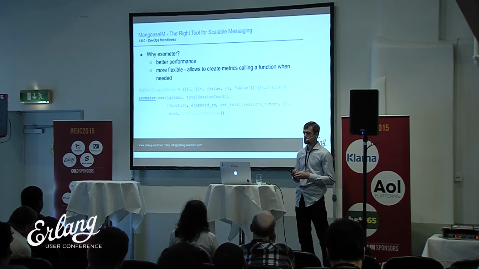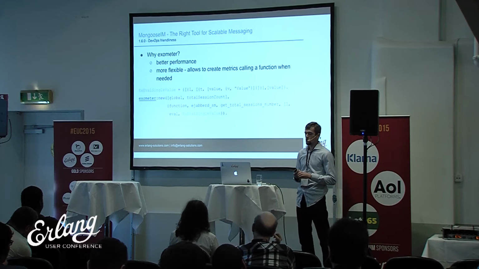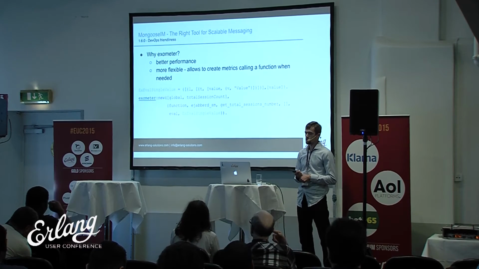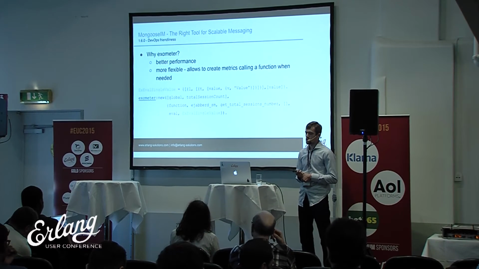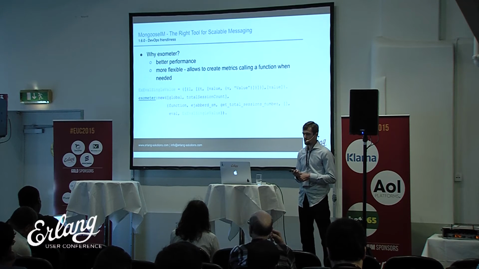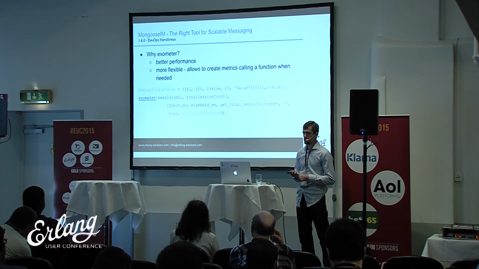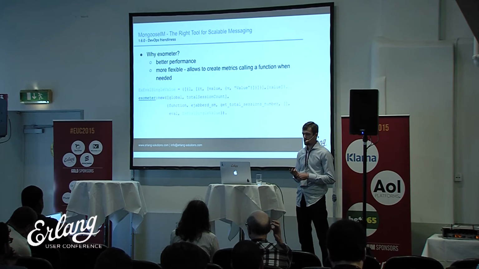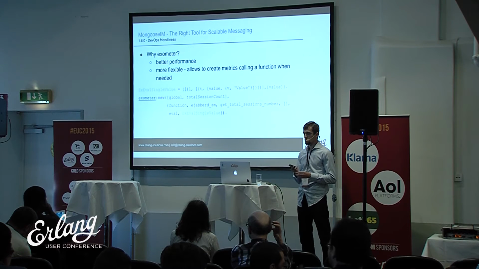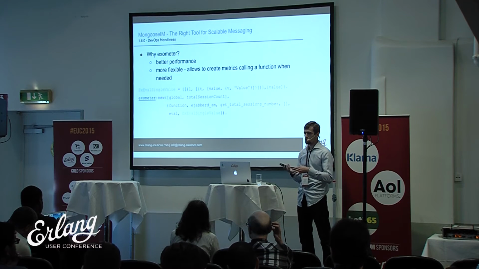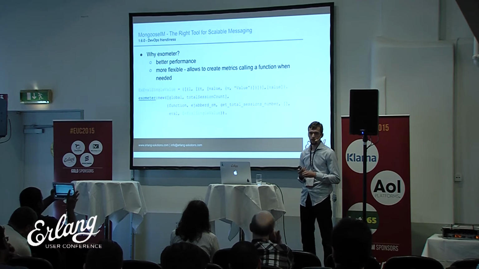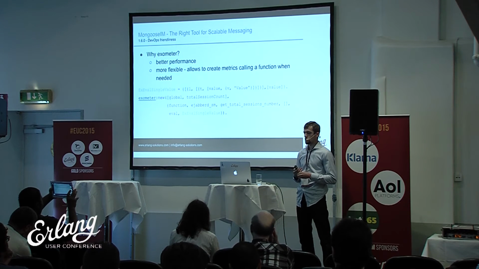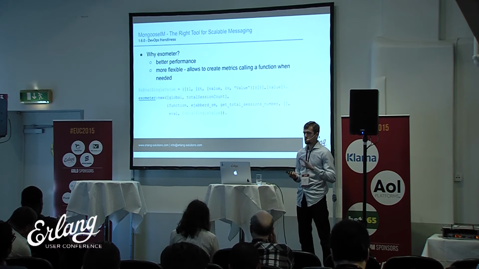For example, it allows creating metrics by calling a function when it's needed. So in Mongoose, we have an API function for getting the total number of active sessions, and we can define this metric simply in Exometer in two lines, where we call the relevant function, and then we parse the output to fit into Exometer internal data structures, which can then be reported to some external metrics services easily.